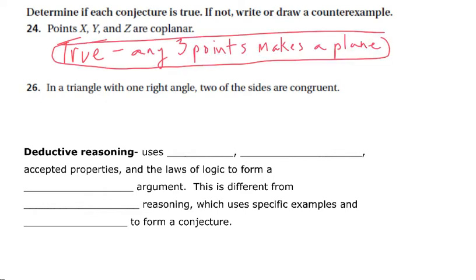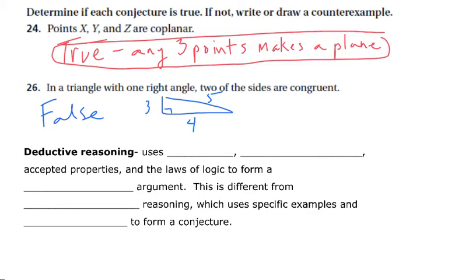For number 26, in a triangle with one right angle, 2 of the sides are congruent. Well, that's not always going to be true, so it's going to be false. And a picture could be, remember it has to be a right angle. I know that a Pythagorean triple, so I know it's a right angle, is 3, 4, 5. So I'm going to use that as my counterexample. So no, the two legs do not need to be congruent, since we can see the 3 and the 4 are not.